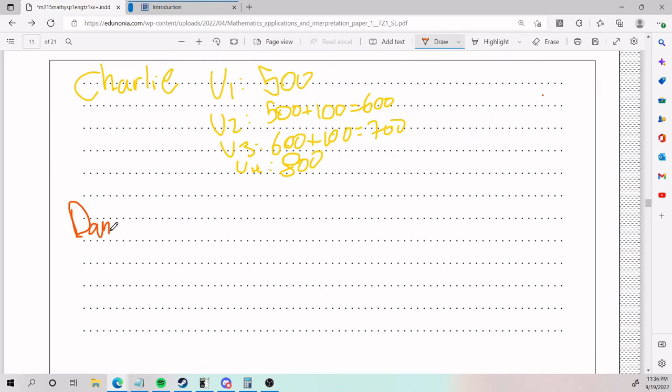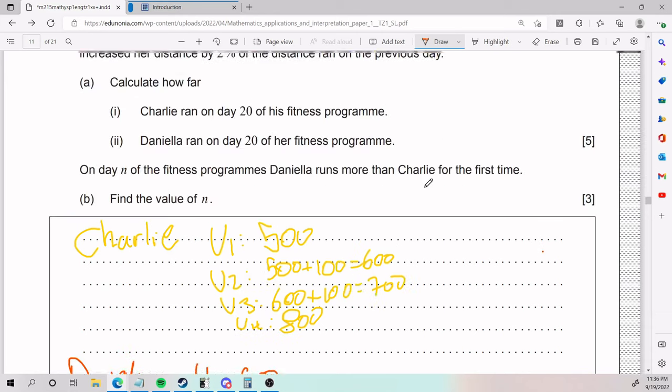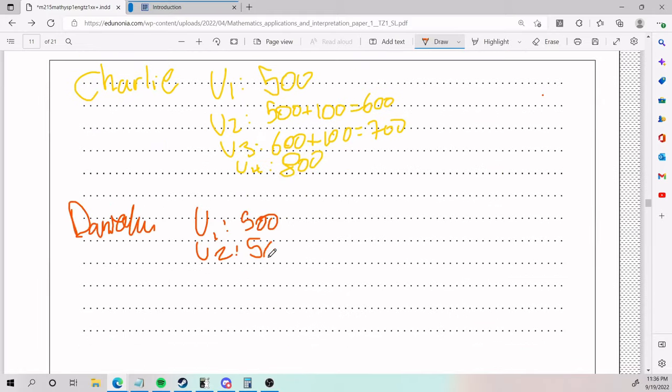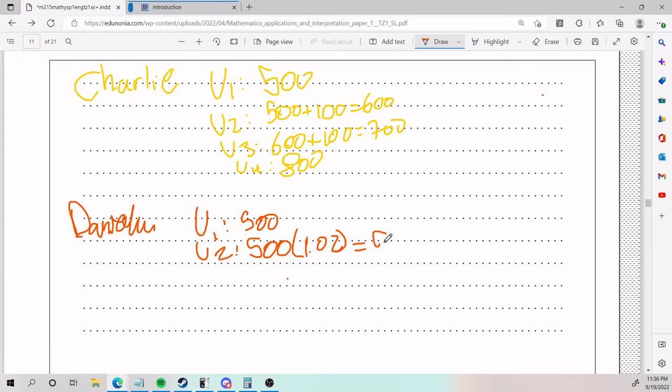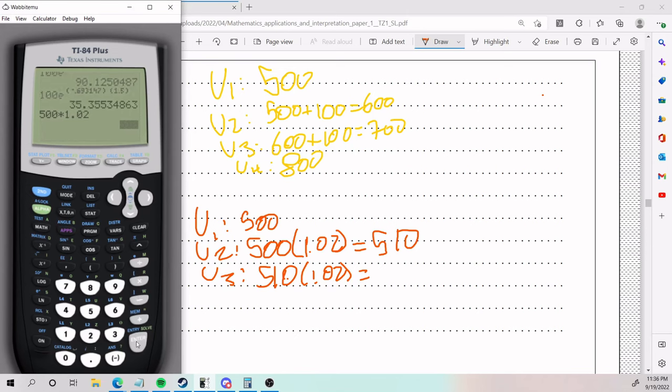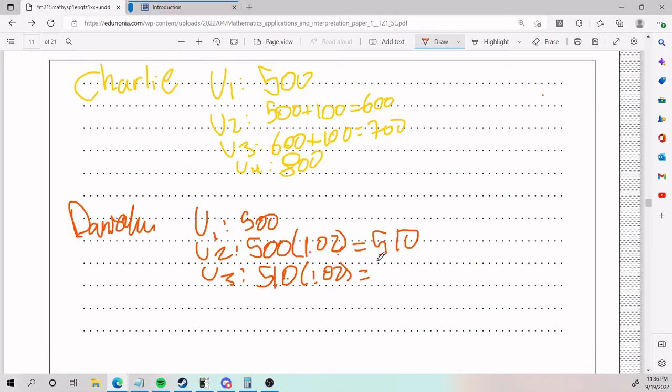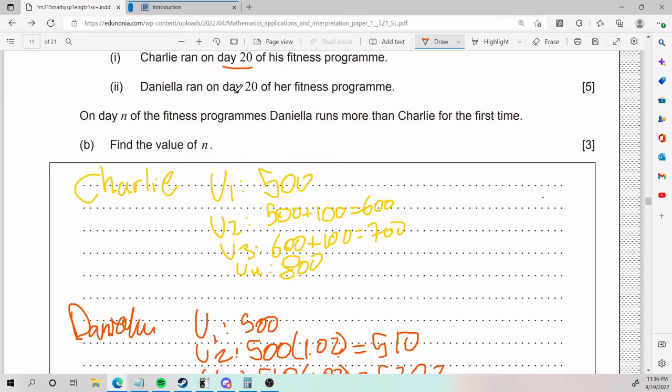Now let's look at Daniela. Daniela's U1 is also 500, so that is something in common. For U2, it increases by 2%, so it's 500 times 1.02, and that gives me 510. For U3, it increases by 2%, so it's 510 times 1.02, which gives me 520.2. We can keep going and get to U20, but that would take a really long time, and there are obviously quicker ways.